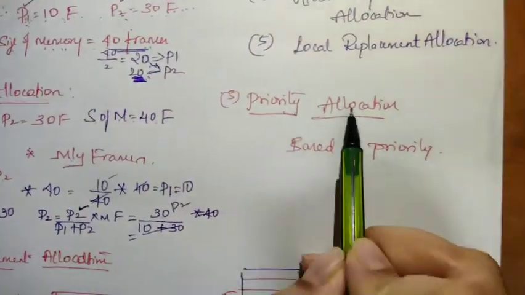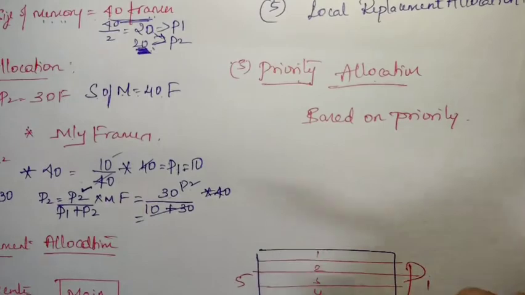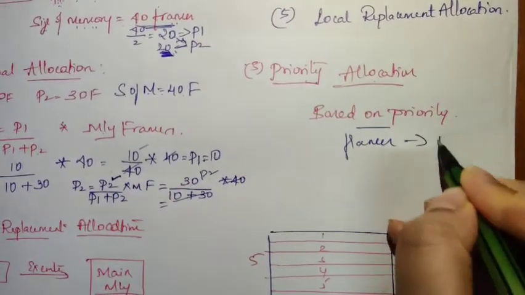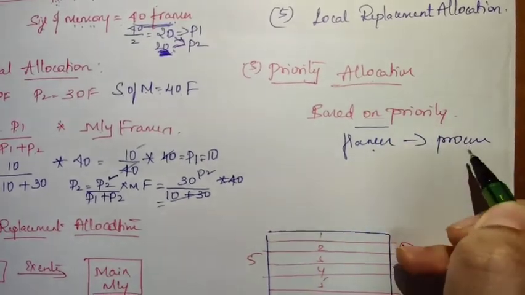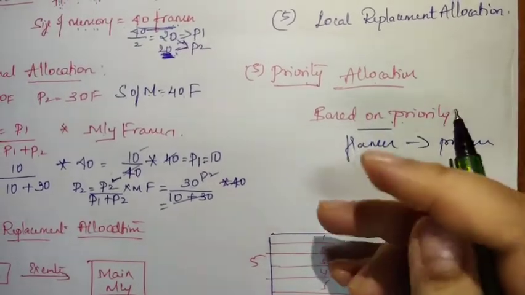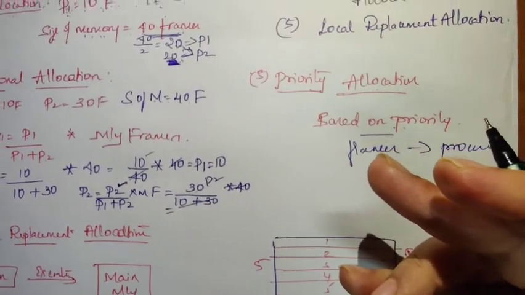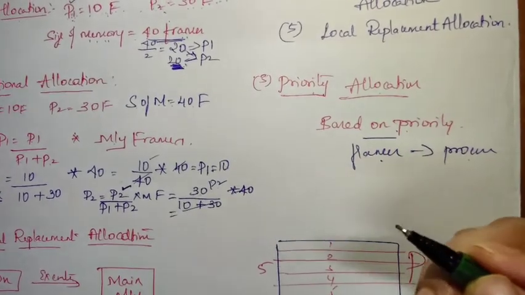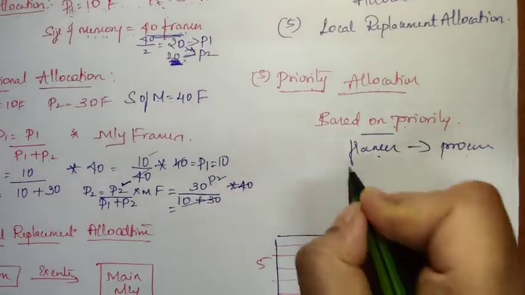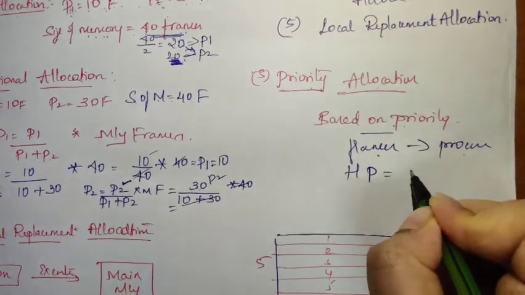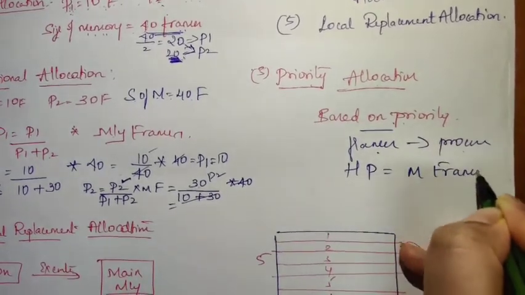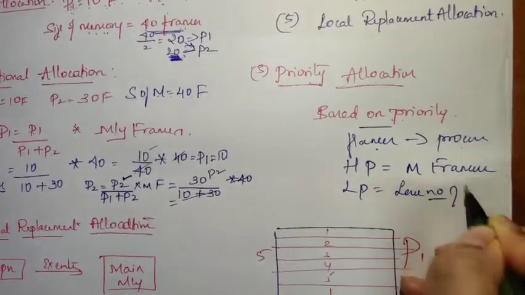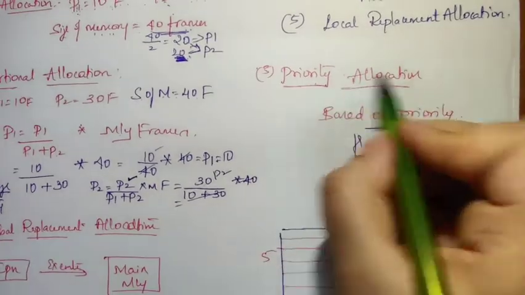In case of priority allocation, frames will be allocated to each of the processes based upon the priority. The process with higher priority is allocated more frames. The process with lower priority is allocated fewer frames. Higher priority means more frames, whereas lower priority means fewer frames. So in this way the priority allocation will work.